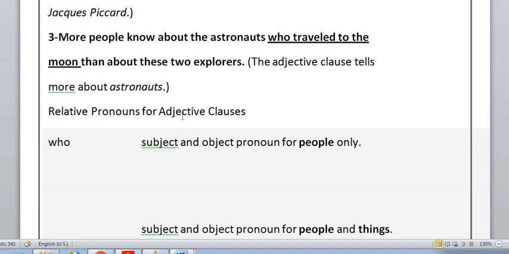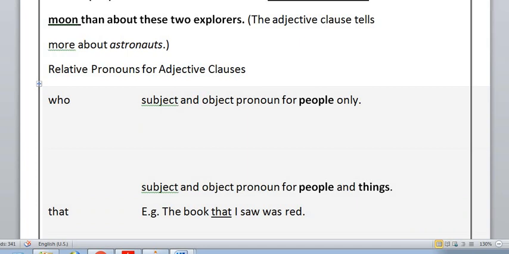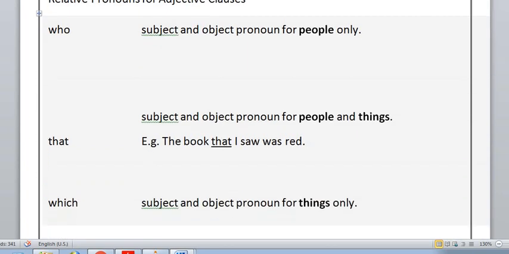Relative pronouns for adjective clauses. This is more explanation about the relative pronouns to understand them better, because they are the clue to know or identify these adjective clauses. Number 1, who. It refers to subject and object pronoun for people only. All right. That is a subject and object pronoun for people and things.